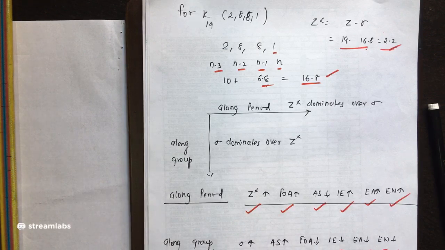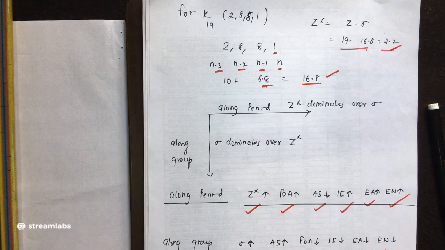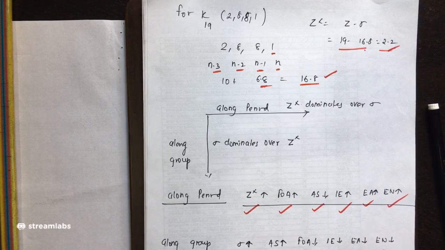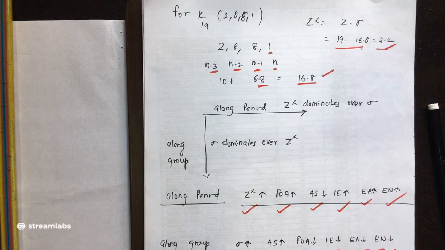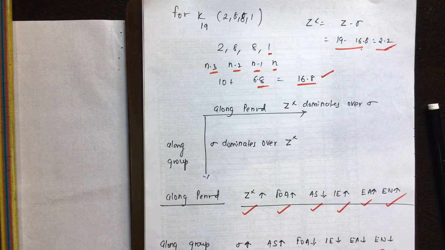When you go down the group, I have shown you with sodium and potassium, the value of Z cross is 2.2, which remains constant. So going down the group, sigma increases, atomic size increases, force of attraction decreases, ionization energy decreases, electron affinity decreases, electronegativity also decreases. This is a very important thing you need to remember, the discussion we have just done. Please remember, students.